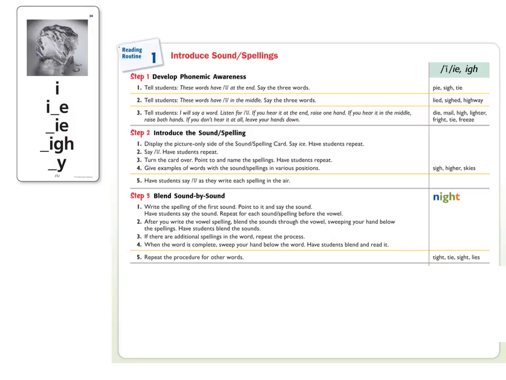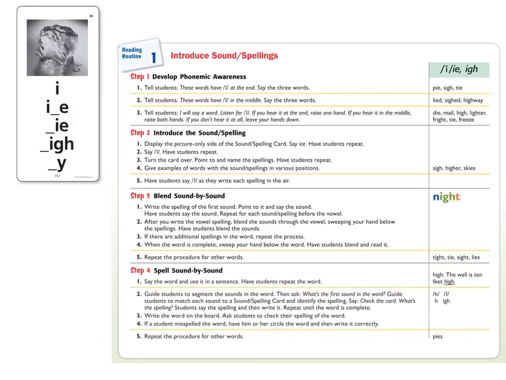As students blend sound by sound in Step 3, the goal is to practice blending words with the target phonetic element to develop a strategy for decoding unfamiliar words. Finally, in Step 4, Spell Sound by Sound, the goal is to practice spelling words with the target phonetic element to develop a strategy for spelling unfamiliar words. In this step, the students can use the write-on, wipe-off words to practice writing the words.